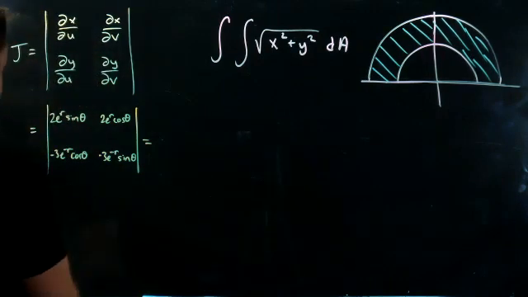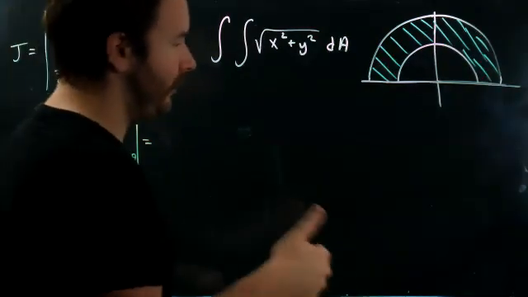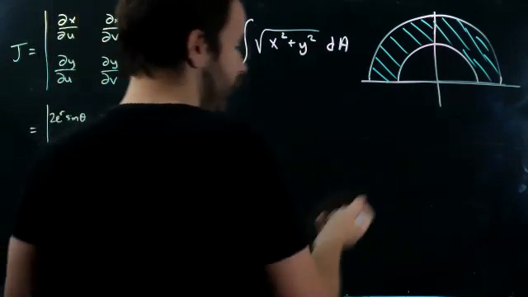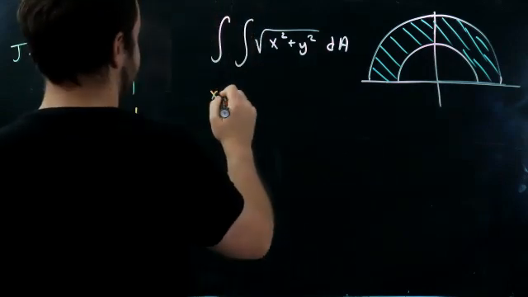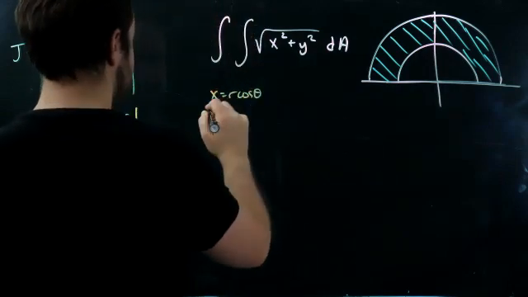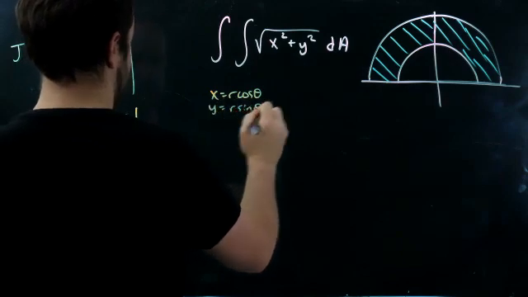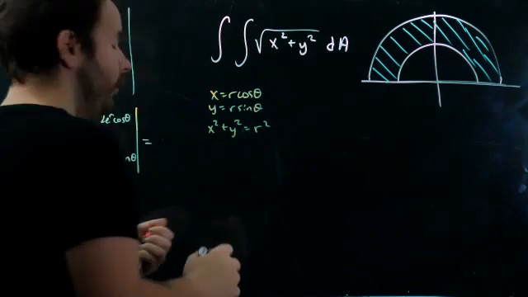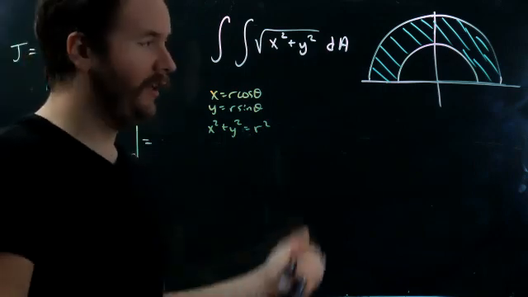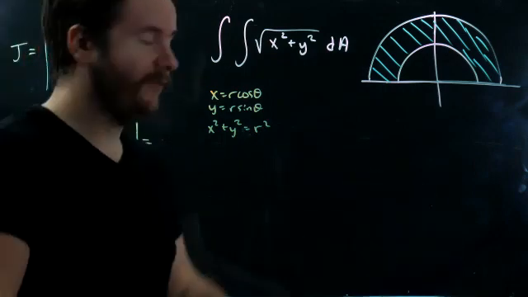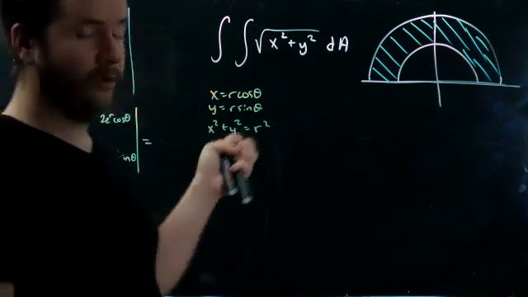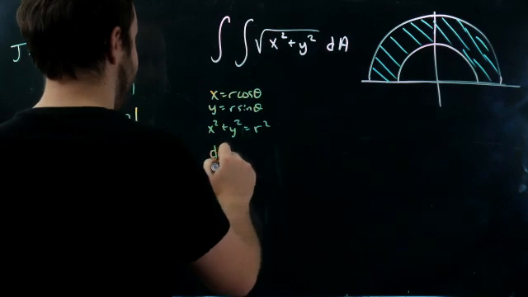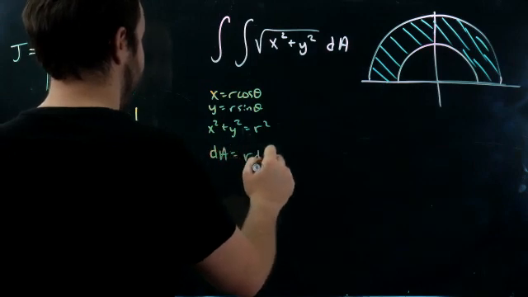Because y is greater than 0, it says in the problem. So we're only looking at the top half of the semicircle, right? When you convert to polar, you have to remember these rules: x equals r cosine theta, y equals r sine theta, and x squared plus y squared equals r squared. In the same way there was a conversion from Cartesian to spherical coordinates, rho squared sine phi, there's a conversion from Cartesian to polar, and that is dA equals r dr d theta.